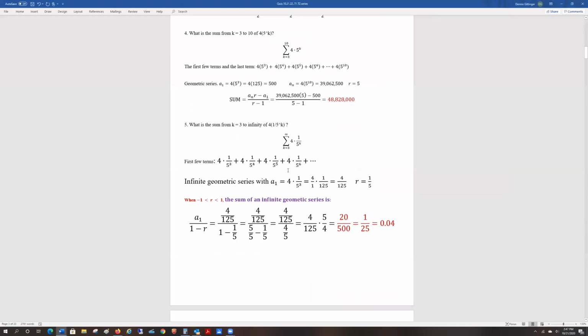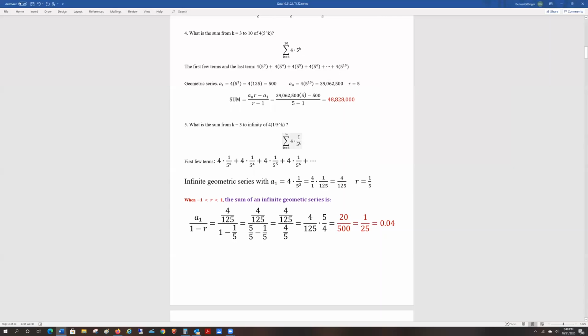Number 5, what is the sum from k equals 3 to infinity of 4 times 1 over 5 to the k? Now that is not 1/5 to the k power, although it turns out that when you raise 1/5 to the k power or 1 over 5 to the k, you get the same thing. For example, 1 over 5 squared is 1 over 25. And (1 over 5) squared is also 1 over 25, but that's because the numerator is 1 and 1 times 1 is 1.